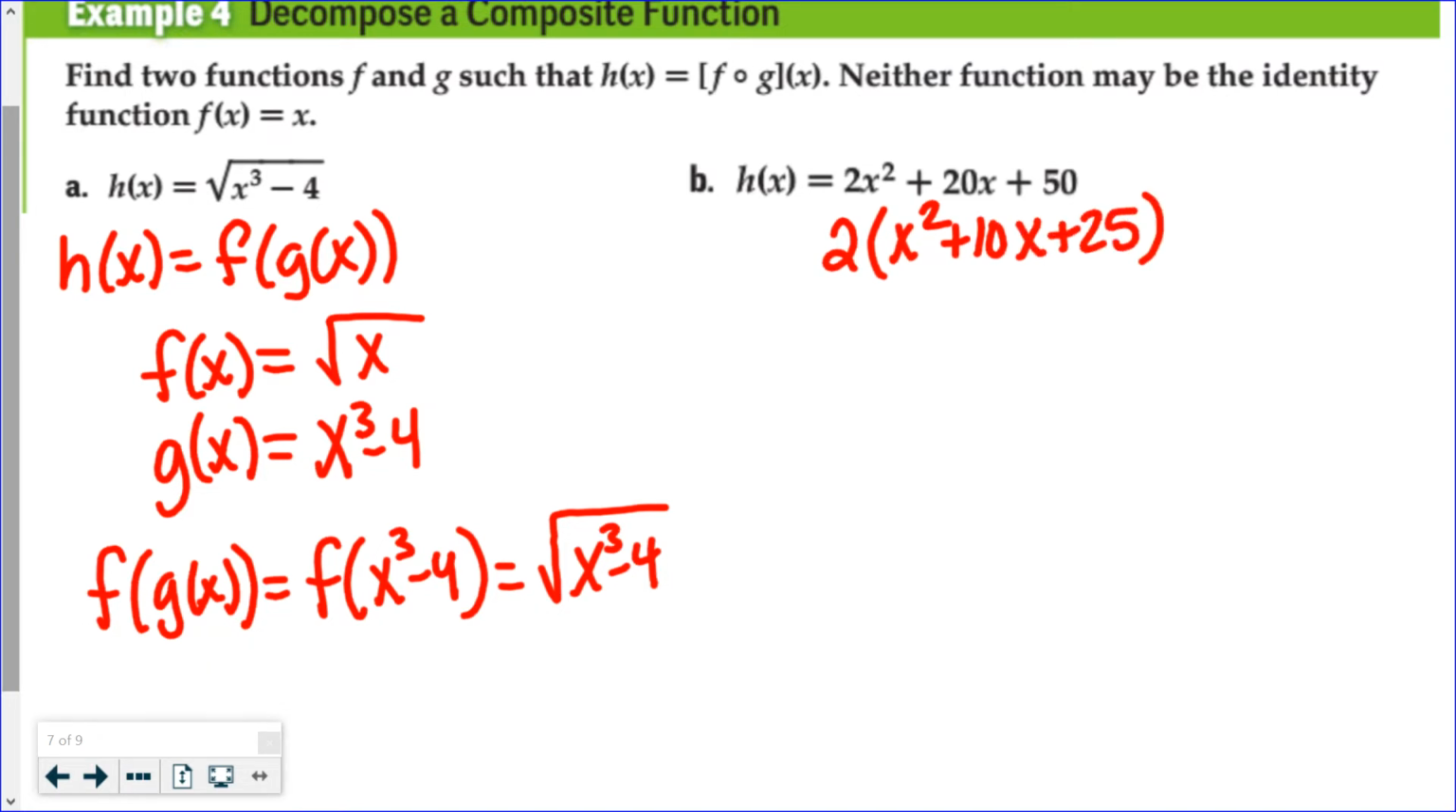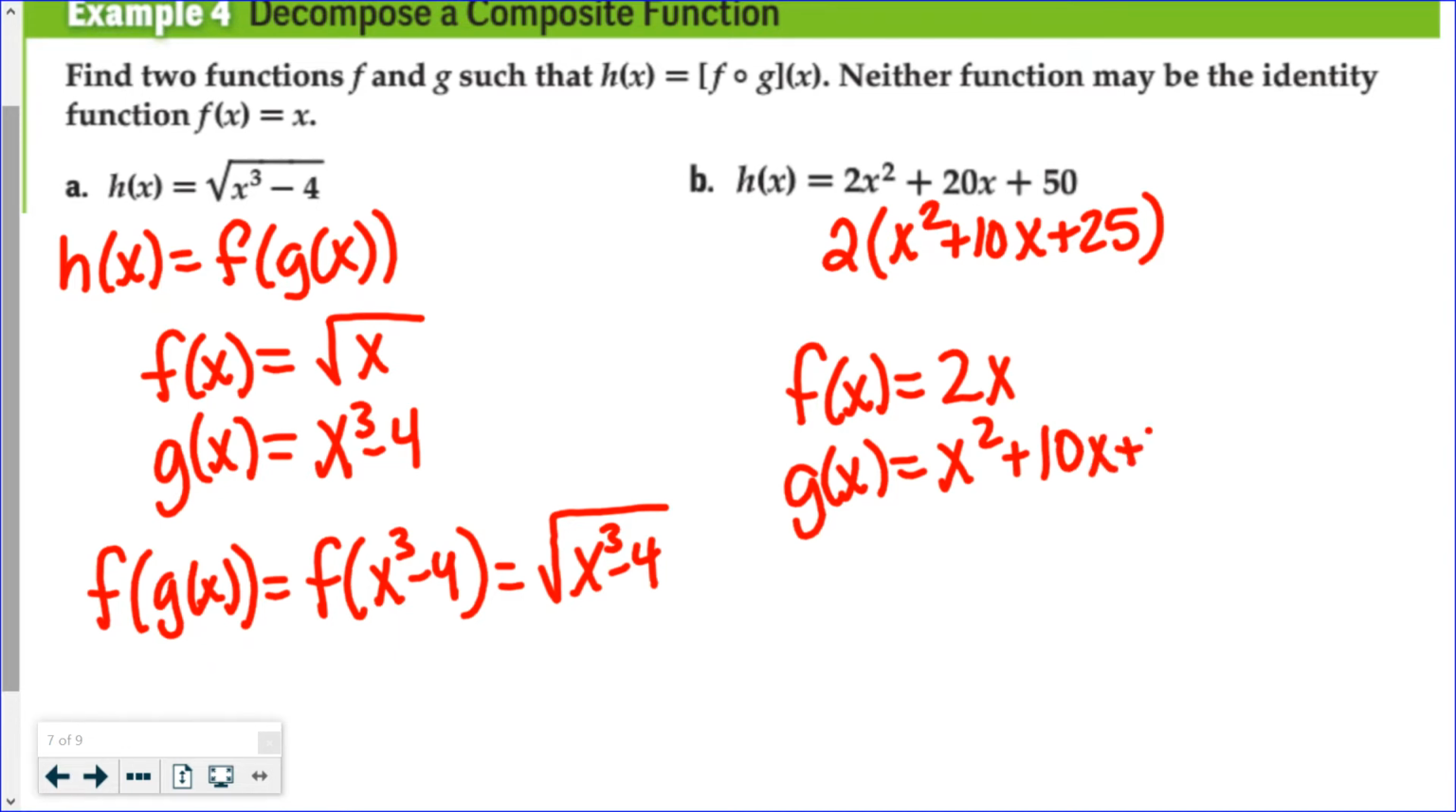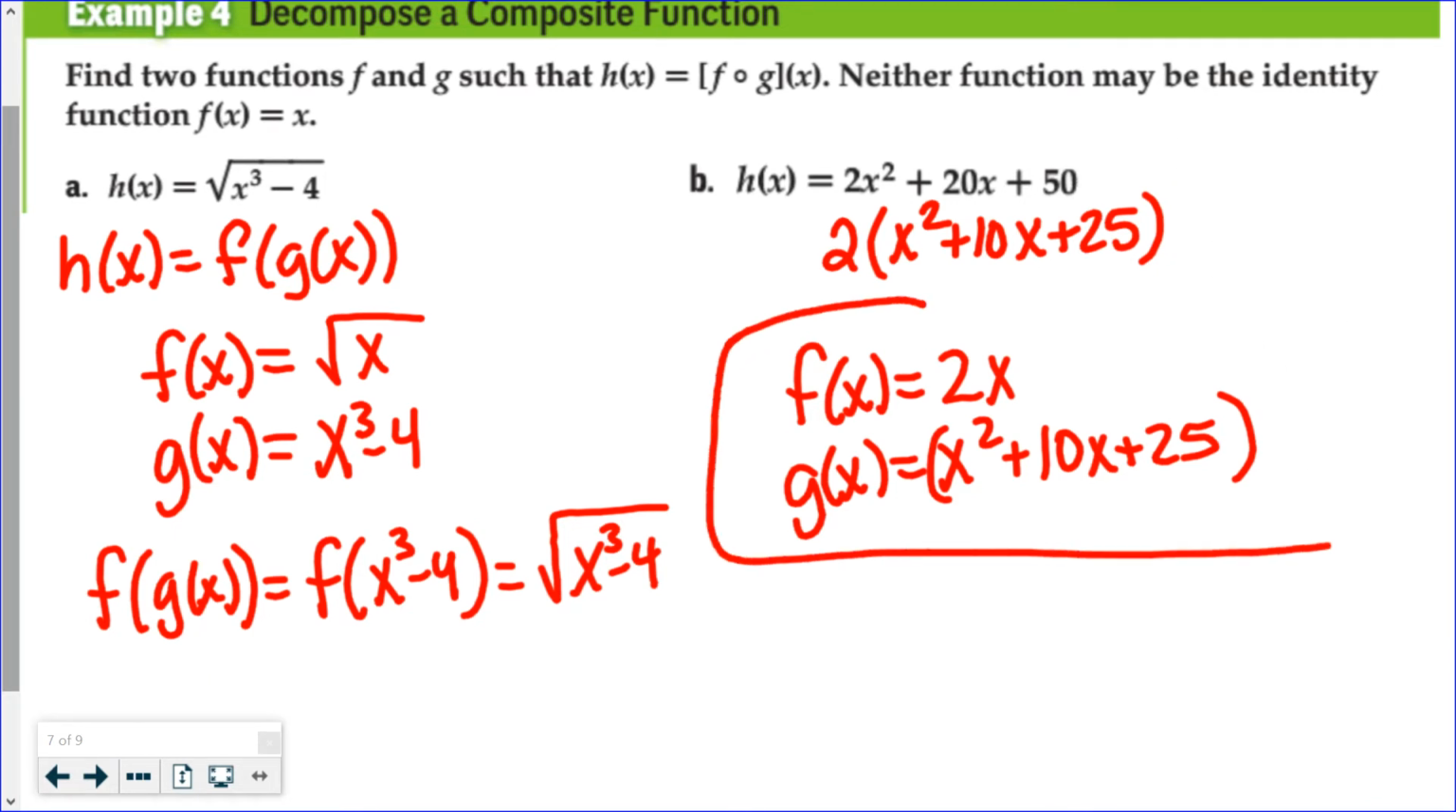Which in 4th period we said, okay, let f of x then be 2x, and then my g of x can be x squared plus 10x plus 25. Perfect. You can totally do it that way. I plug this guy in for x here, and I get 2 times that guy, which we said is the same as this. That totally works. Is that the only way you can do it? No, Brown said, can't we have more than one answer? Yes, you can.